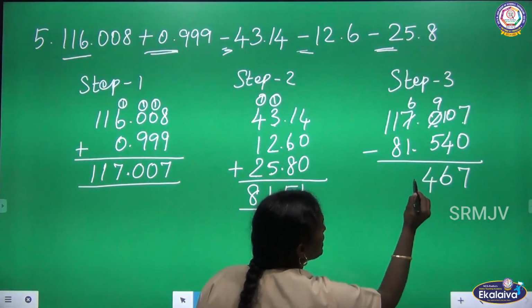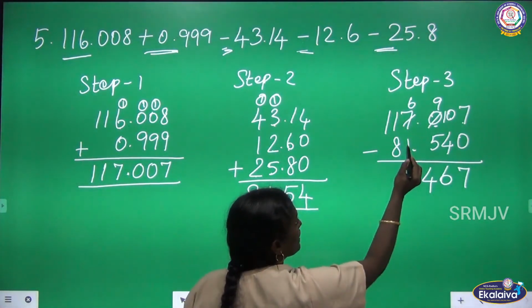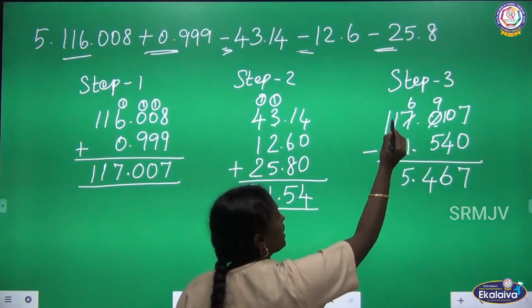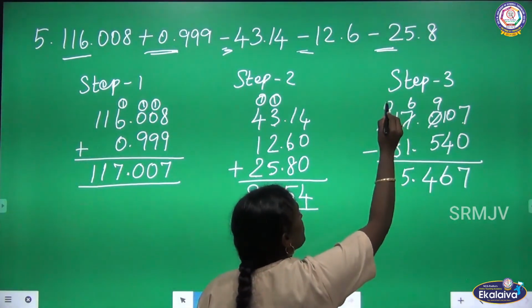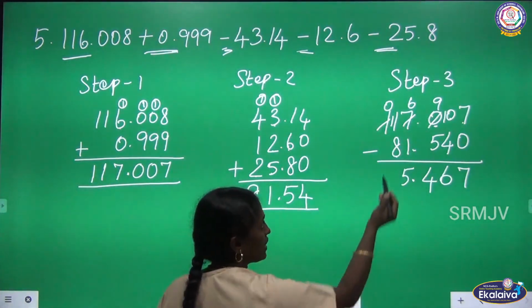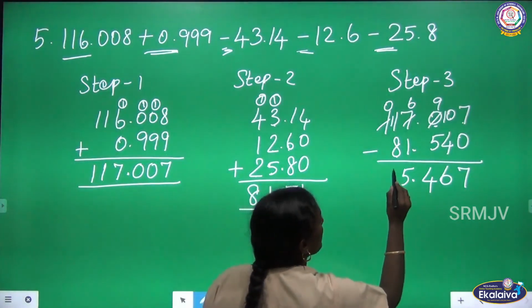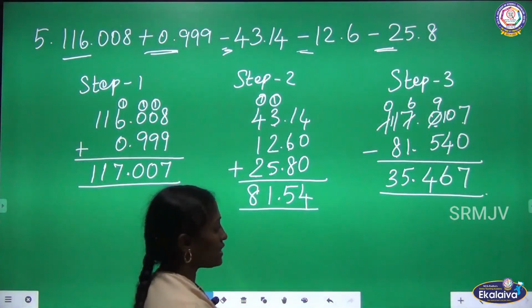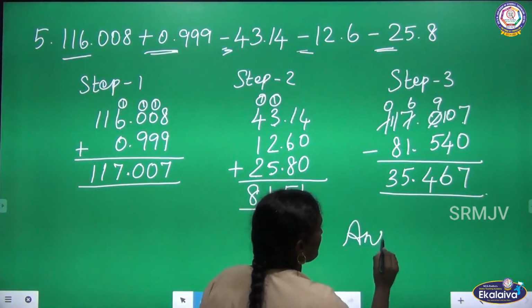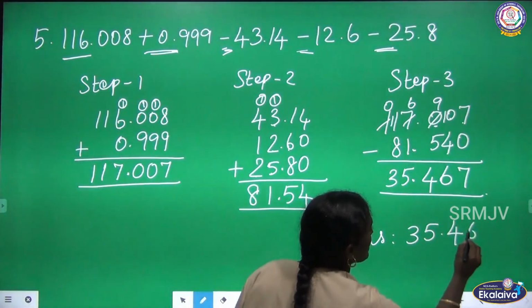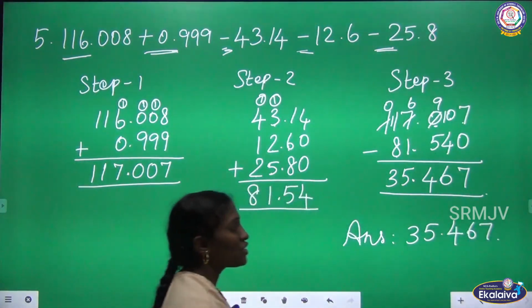Then we have to keep the decimal point. 6 minus 1, that is 5. 1 minus 8, we can't do the subtraction. So, we have to borrow from 1. 1 will become 0. This one will become 11. 11 minus 8, that is 3. So, 35.467 is the answer. Was it clear, children?